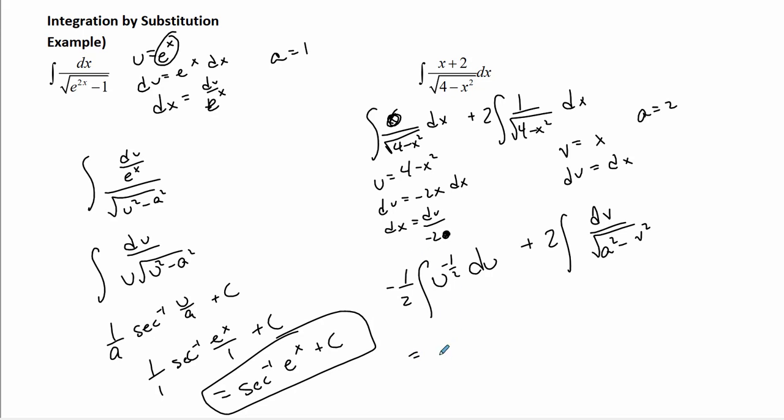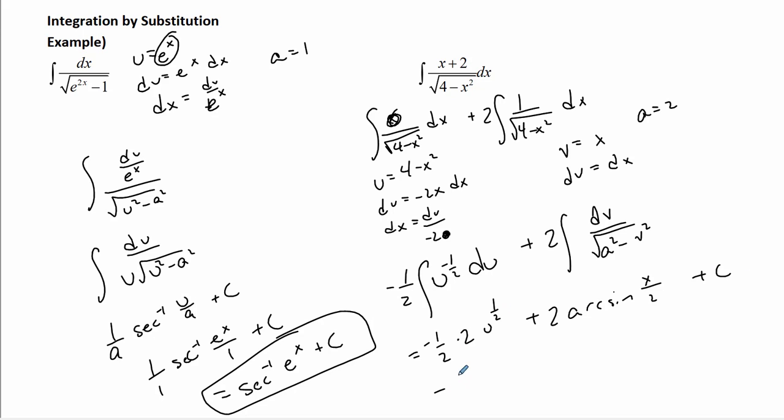Now I can integrate this. Hopefully you remember how to integrate that. You add 1, divide by that power, so it's negative a half times u to the 1/2, and I've got to divide by the 1/2, which actually turns it into a positive 2. So I made that mistake. That's actually a positive 2 there. So that's times 2 plus 2. Now this is your arc sine. So 2 arc sine of v over a. v is x, and a was 2. And that is plus some c.